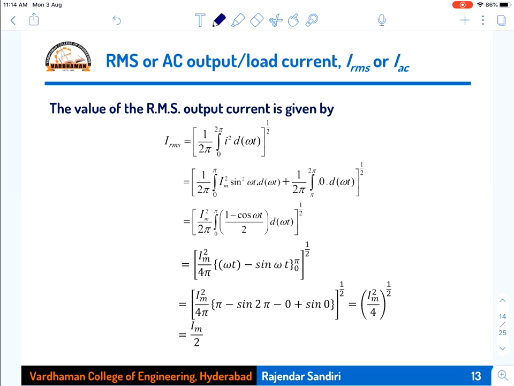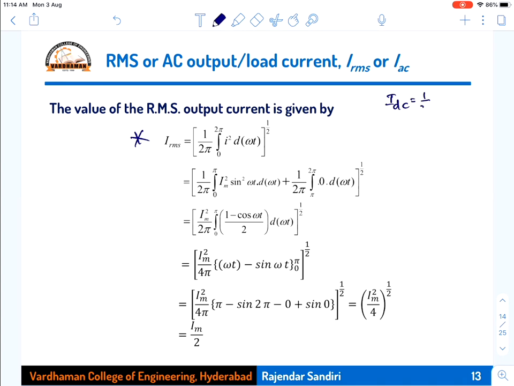One complete cycle is always 0 to 2 pi, so the base will be 2 pi, that is 1 by 2 pi integral 0 to 2 pi I square d of omega t whole power of 1 by 2. This is the formula, a very, very important formula for IRMS. For IDC it is 1 by 2 pi integral 0 to 2 pi I d of omega t, whereas IRMS is 1 by 2 pi integral 0 to 2 pi I square d omega t whole power of 1 by 2. So these are the two important formulas you have to remember.